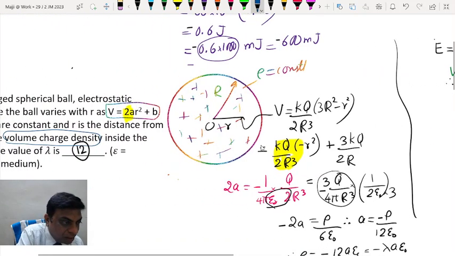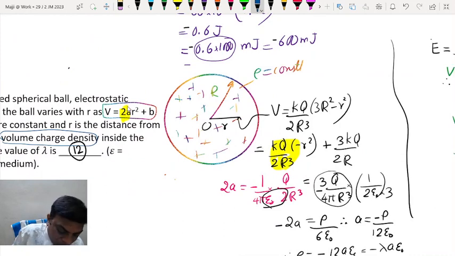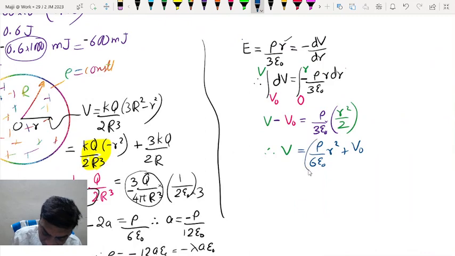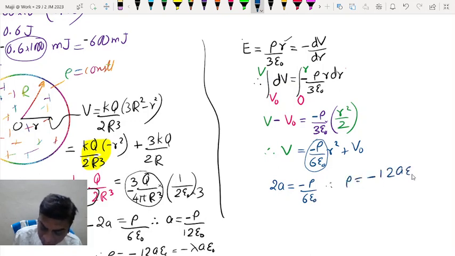So if you compare with the thing given, the coefficient of r square is 2a. So this must be 2a. So 2a is equal to, with a minus sign, minus rho by 6 epsilon 0. So therefore rho will be minus 12a epsilon 0, and they have given this as minus lambda a epsilon 0. So lambda is 12. This also you can calculate.